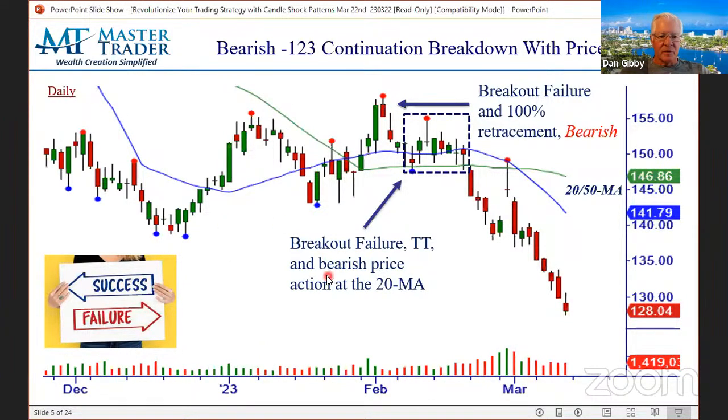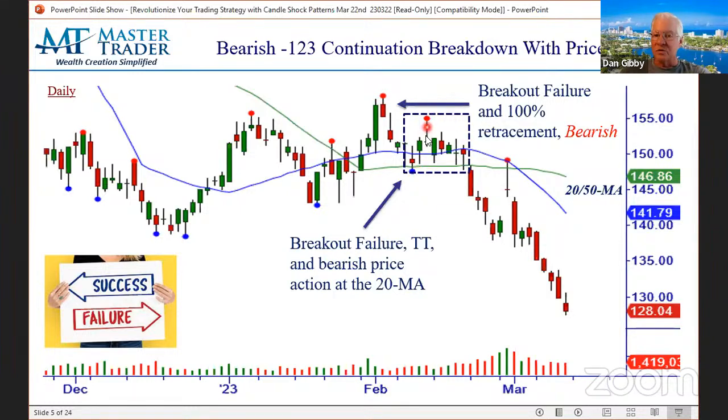This is one we traded just a week or so ago. So let's start here. This is a bearish 1, 2, 3 continuation breakdown with a price void, which is actually over here. But I'm going to point out these shocks. The expectation of this bullish 1, 2, 3 continuation, even though it didn't trigger, the entry of this pattern is over the high of these two bars. It didn't trigger, so no harm. 100% retracement back to the breakout.